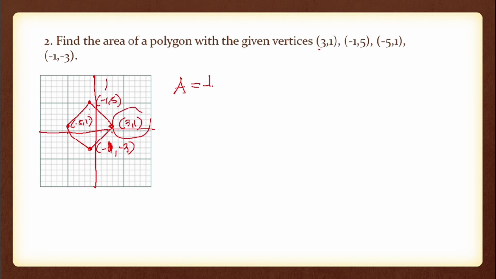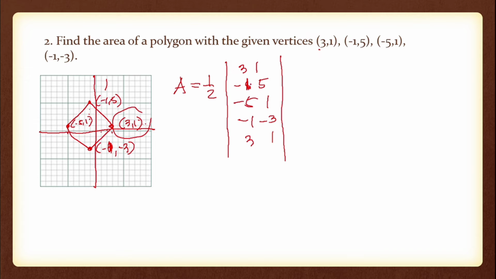Area is equal to 1/2. We'll start here, 3, 1. So 3, 1, negative 1 and 5, negative 5 and 1, negative 1 and negative 3, and go back to 3 and 1. Again, the first and the last point are the same.